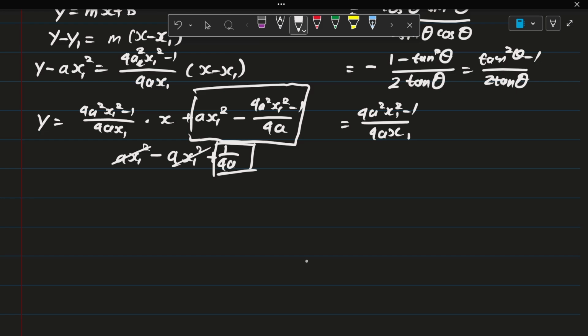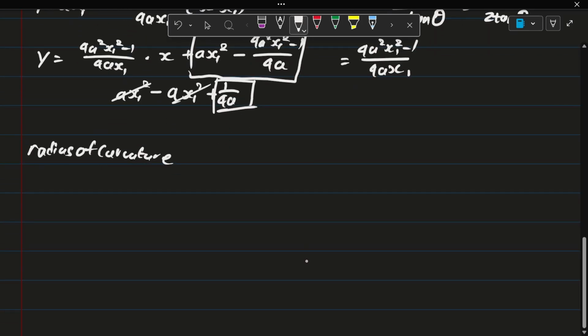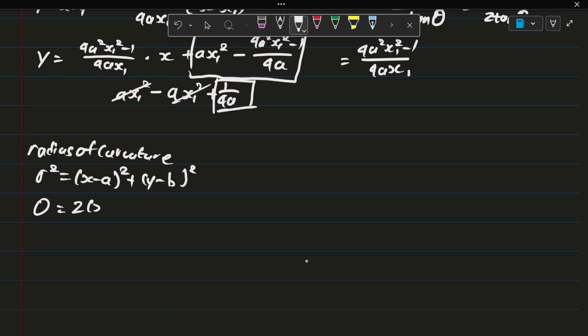So for the radius of curvature, we could create a circle. It's r squared equals to x minus a squared plus y minus b squared. So this is pretty much a circle with radius r at the point a, b. So if we take the first derivative with respect to x, because the radius doesn't change, we know this equals 0. And this would equal to 2 times x minus a. The derivative of x minus a is 1.